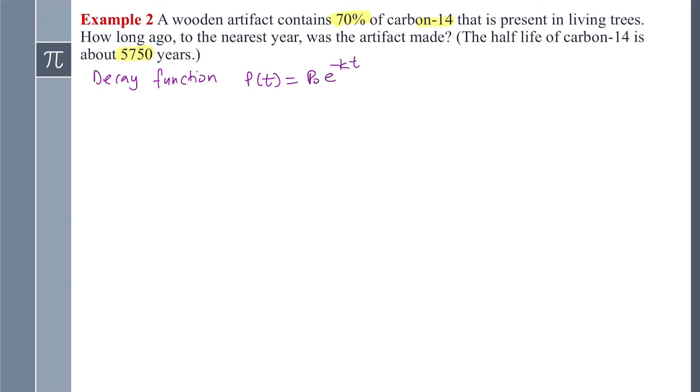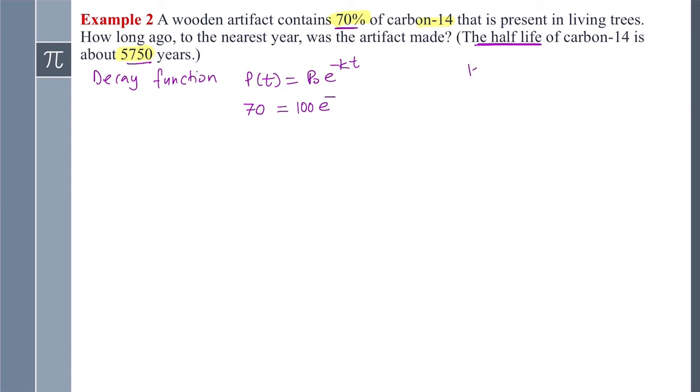Now we know that 70% is present now. When something is given in percentage, we consider the initial or starting amount as 100%. So we say 70% equals P naught, which is 100%, because that's the beginning when we consider something in percentage, times e to the negative kt. We want k and t, but we don't have either. But we can use the half-life formula to find the value of k.